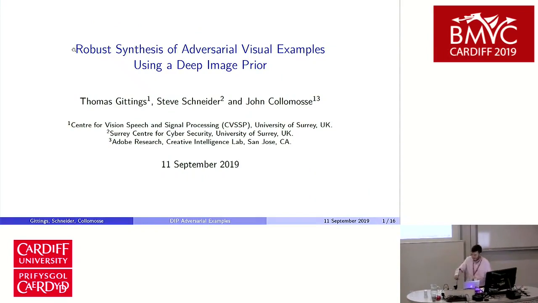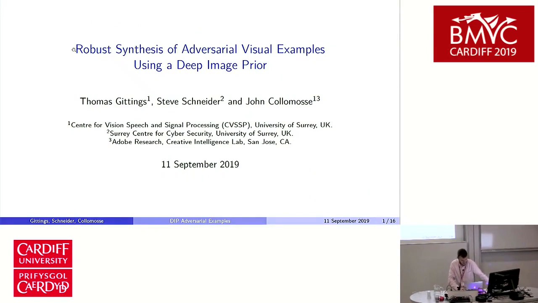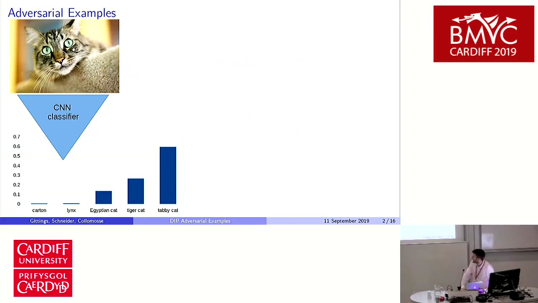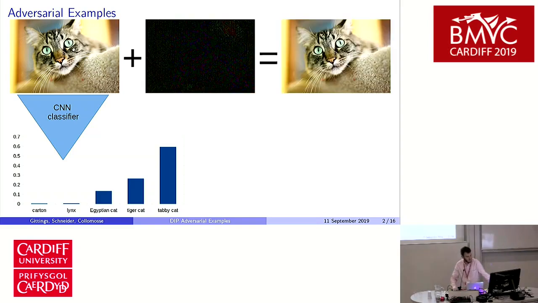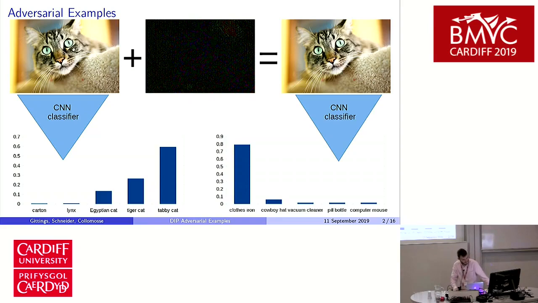Lovely. Hi, so I'm Tommy Gittings from the University of Surrey, and I'll be talking to you about how we can robustly synthesize adversarial examples with a deep image prior. So here we have a picture of a cat, and we're pushing it through a CNN classifier, which manages to recognize that it is indeed a cat. Then to that we add some innocuous-looking noise and get another picture of a cat that looks essentially identical, but when we push that through a CNN classifier, it says it's a clothes iron.